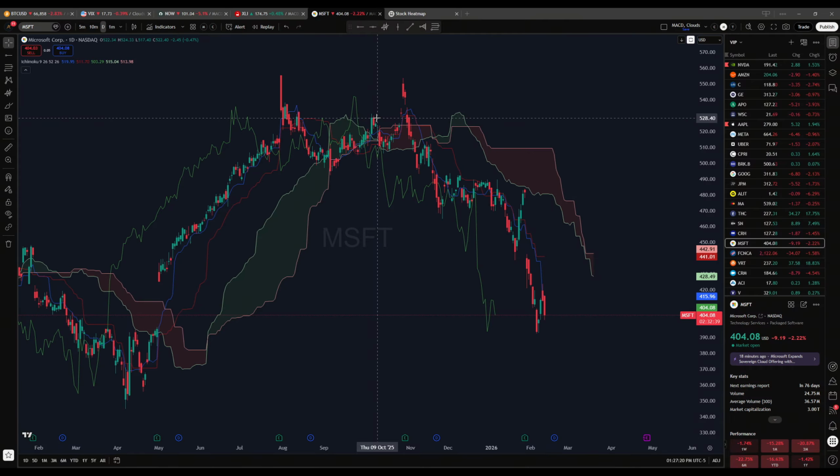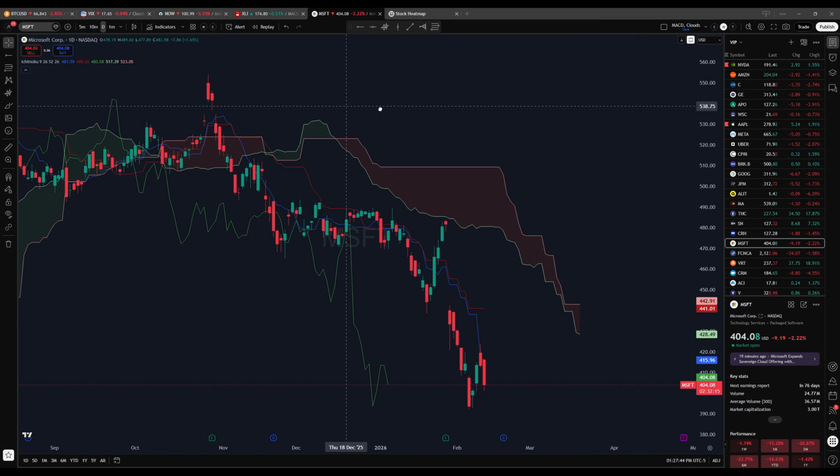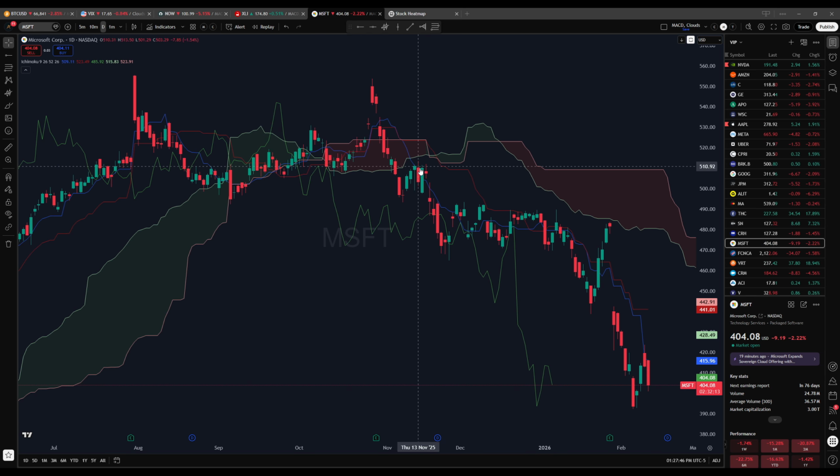The second sign is when the conversion line breaks below the baseline. So again, if you guys remember from earlier, the blue line here is the conversion line. The red line is the baseline. So back here in November is when the conversion line crossed below the baseline for Microsoft. Right here, I'll zoom in, where the blue line crosses below the red line. So this mixed with the lagging line being below the price is a sign to get out.